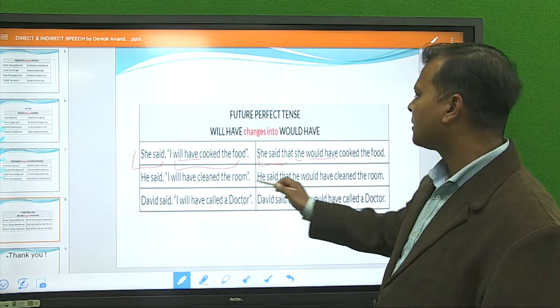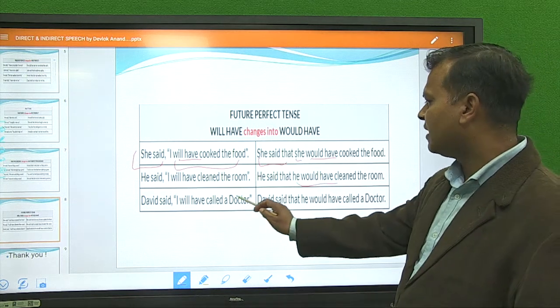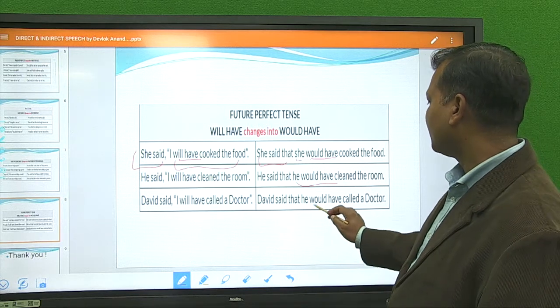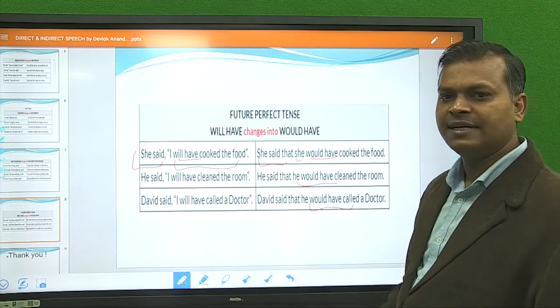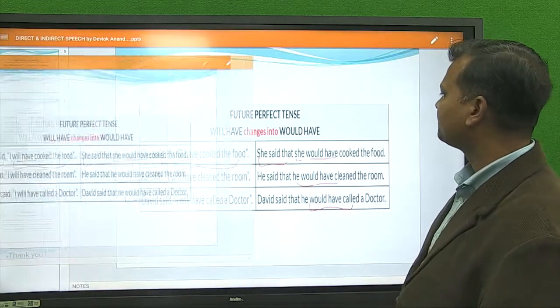Next, he said, "I will have cleaned the room." He said that he would have cleaned the room. David said, "I will have called a doctor." So David said that he would have called a doctor. In this way, students, I hope you are understanding each and everything. Now let us move to the next one.